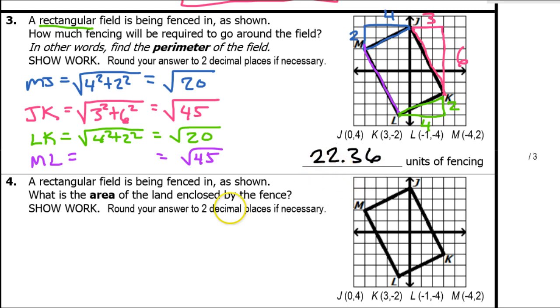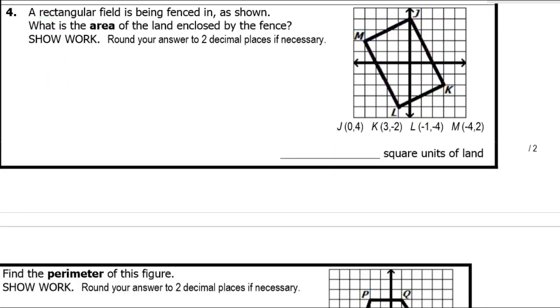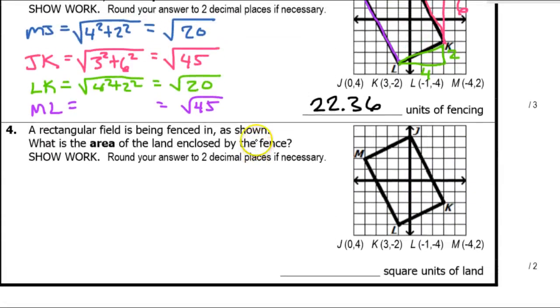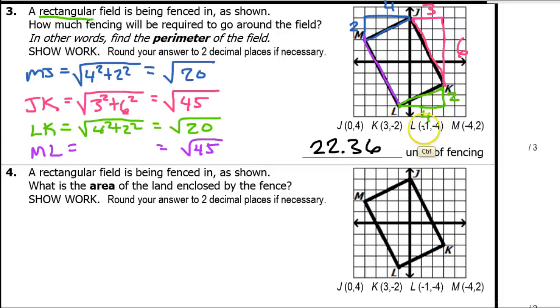All right, so that's it for number 3. For number 4, we are supposed to find the area of this rectangle. Notice this is the exact same rectangle as before. I'm looking at the ordered pairs. They are exactly the same. So that's useful because I can use the lengths that I found before if I need them.